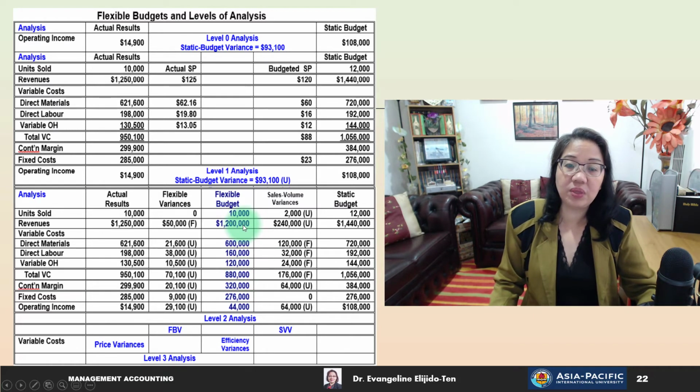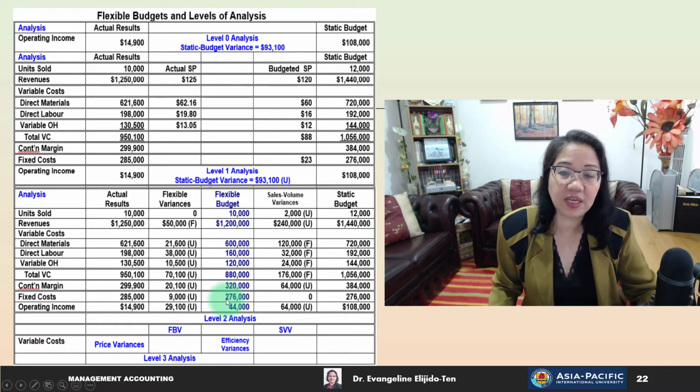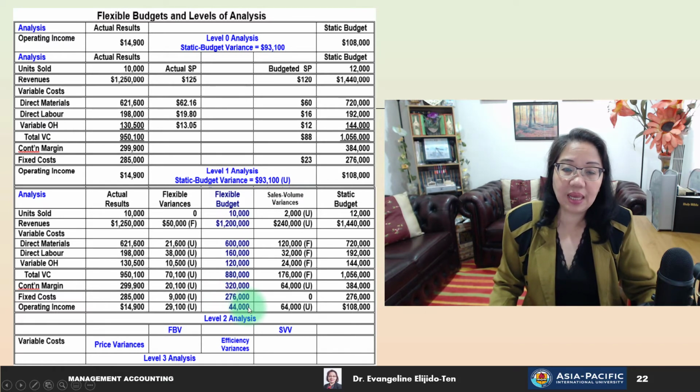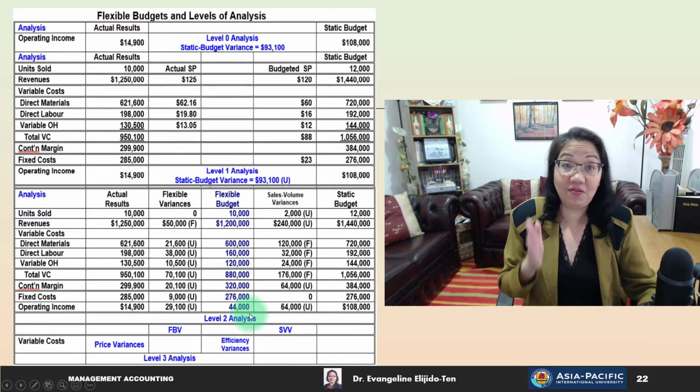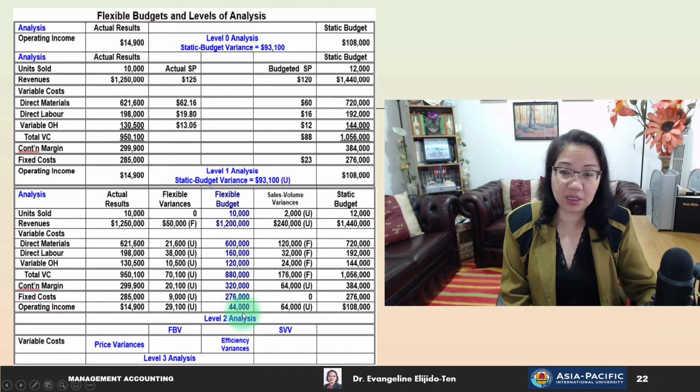If we deduct that from the sales revenue flexible budget, we'll get the contribution margin of 320,000. What about fixed cost? Well, remember that fixed costs behave differently from variable cost. Regardless of the volume, you will still expect to spend 276,000 in fixed overhead. So we will just put the fixed overhead there, 276,000. So now, when we deduct the fixed cost from the contribution margin, we'll get the operating income at the flexible budget of $44,000. All right. So now we can do our level 2 analysis.